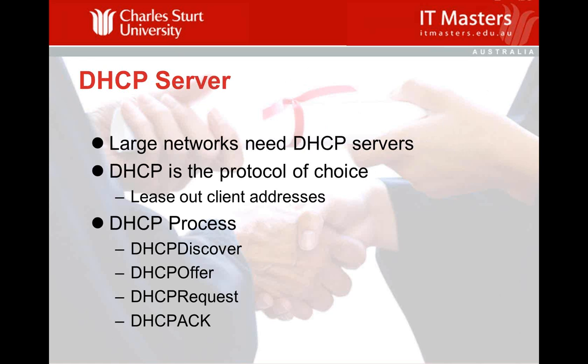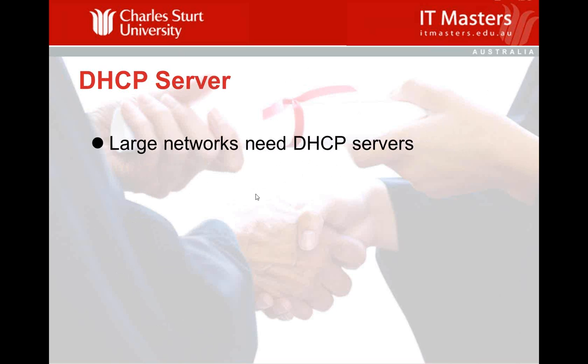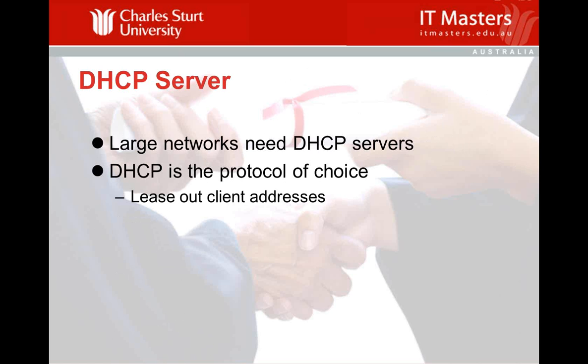If, however, it's not successful, so it can't contact the DHCP server, the client will continue to attempt to renew until 87.5% of the lease is expired, and once this threshold has been reached, the client has to find another DHCP server to try and get an IP address from. So it's just a little bit about the protocol that you really need to know. Large networks obviously need DHCP servers.